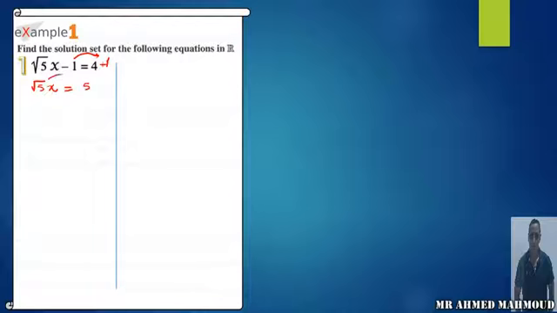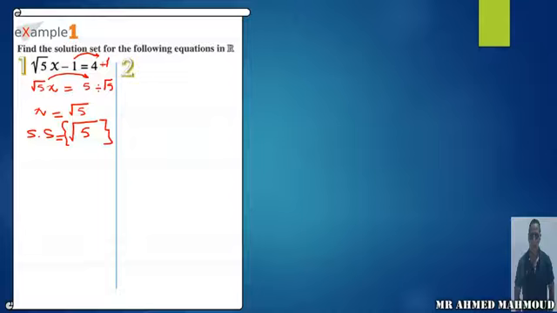Now we are going to send root 5, which is multiplied by x, to the other side, so it will be divided by square root 5. Then x equal 5 divided by root 5, which, as we took before, equals square root 5. Finally, don't forget the solution set equals square root 5 between braces, as we took before.